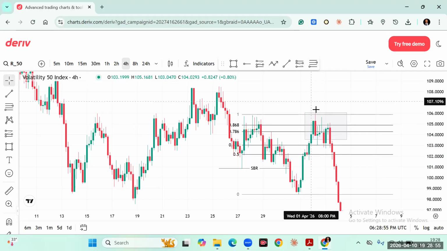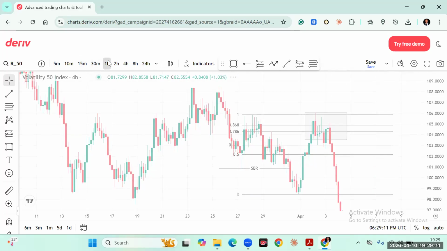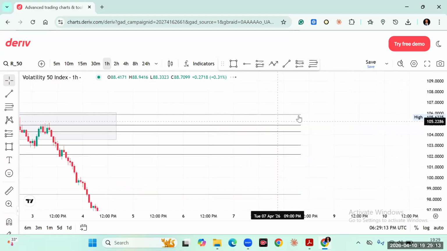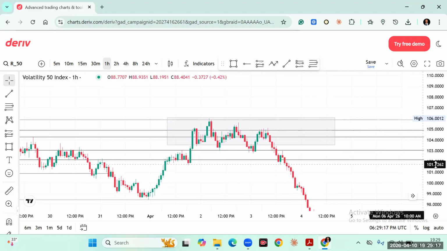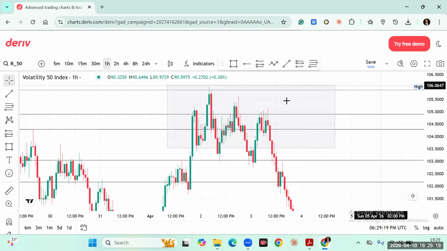So let's see the confirmation, because point of interest is all about how, when you've confirmed structure on the higher time frame, when you've seen your setup and known where price will sell from or buy from, you then enter the trade on the lower time frame. So like I said, we use 1 hour, 30 minutes, and 15 minutes.